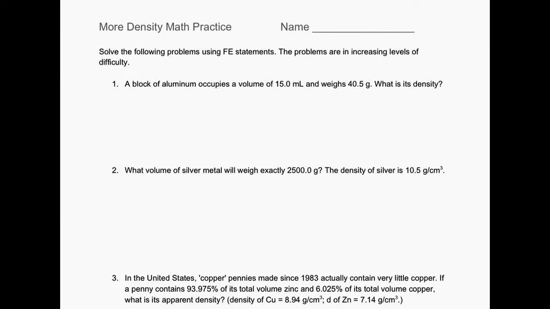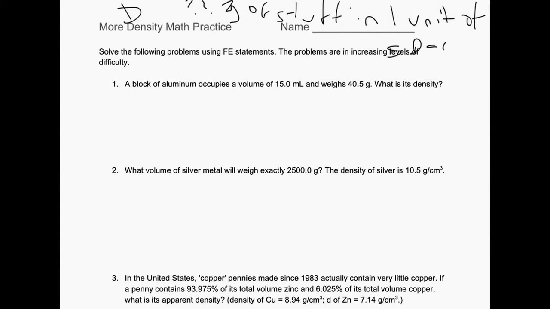I just want to define density. The density is the amount of stuff, so it's the number of grams in 1 unit of space. Okay? So when it asks for a density, we already know this unit. We're not sure of this one.